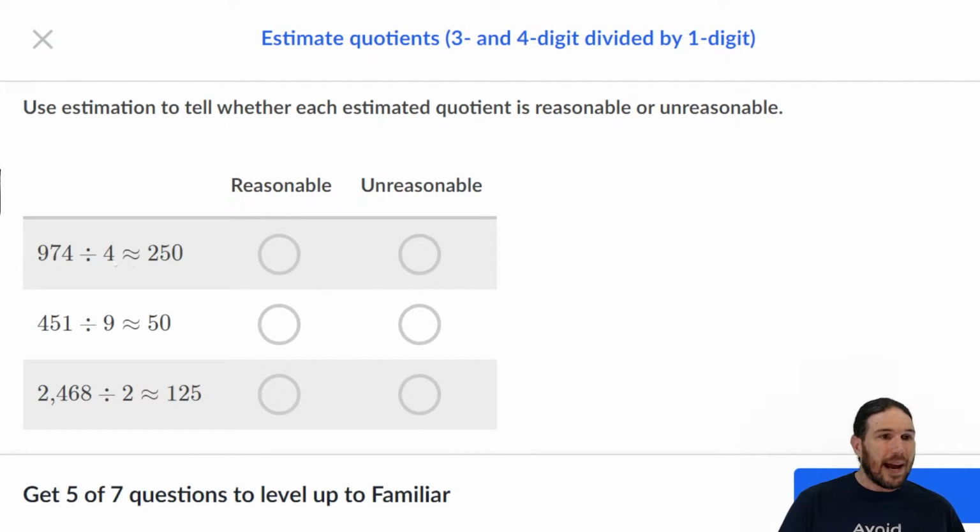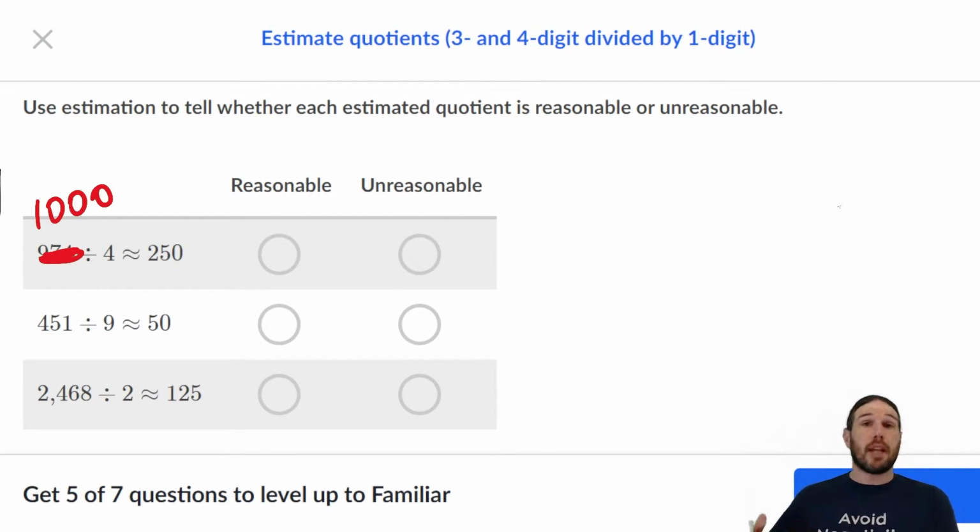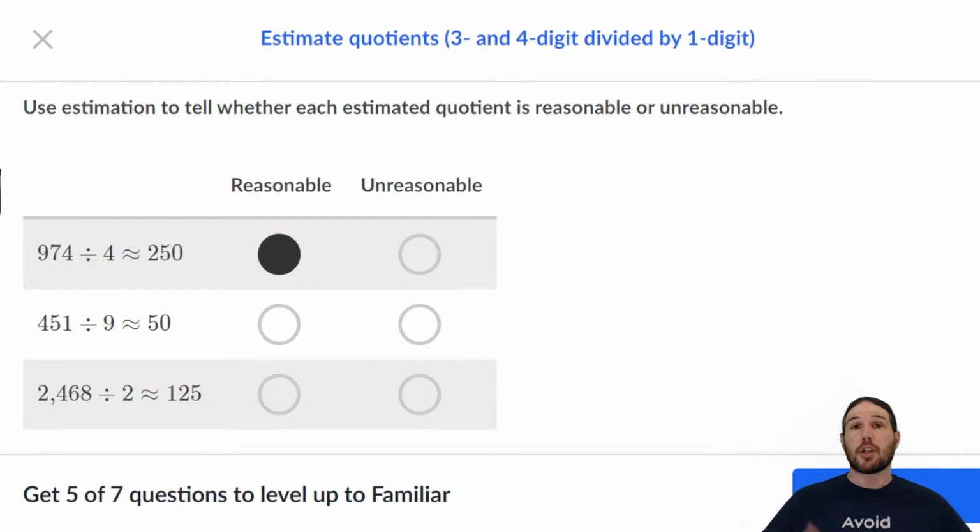974 is about 1,000. If I was going to round it to the thousands, it would round up to 1,000, and I do know that 1,000 divided by 4 is equal to 250, so it makes sense that a number close to 1,000 divided by 4 should be something nearby 250. I would call that reasonable. Again, it would be unreasonable to a person who thinks that you have to be absolutely exact. It's not equal to 250. That's why the equals are kind of squiggly.